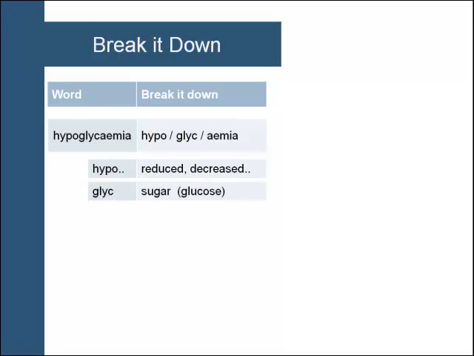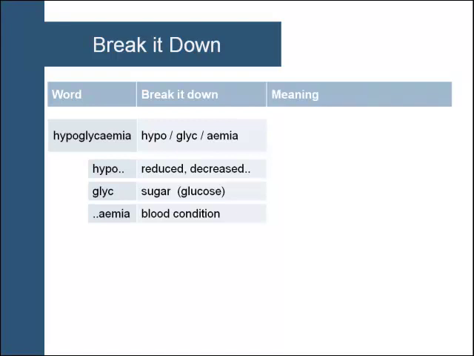And glyce is something known as a root term, and it actually means sugar or glucose, which is a type of sugar. And the end of the word, emia, which is known as a suffix, emia means a blood condition. So if you have a blood condition, it's saying there's something wrong with your blood. Let's put these parts together to create the meaning. So hypoglycemia will mean a blood condition of reduced sugar.